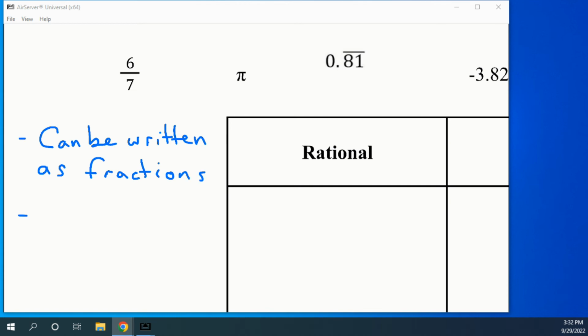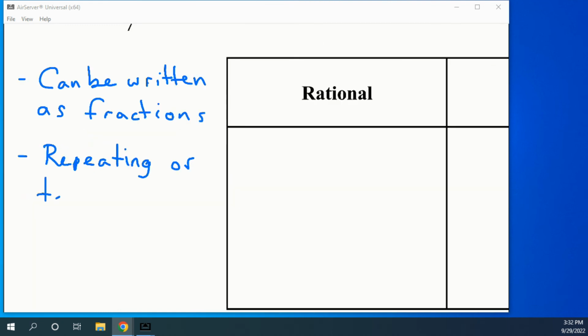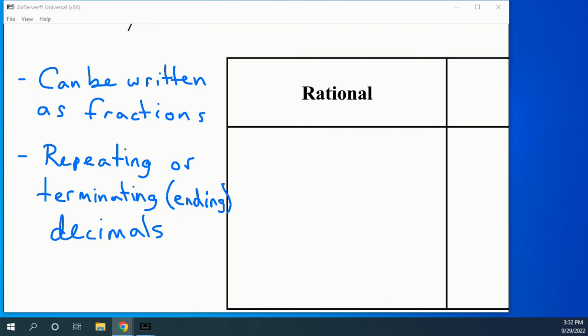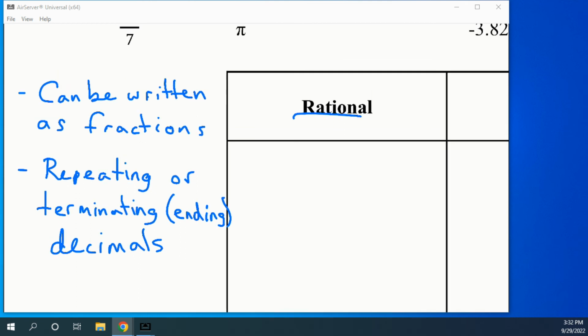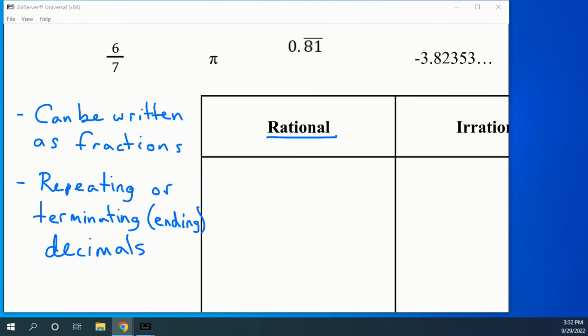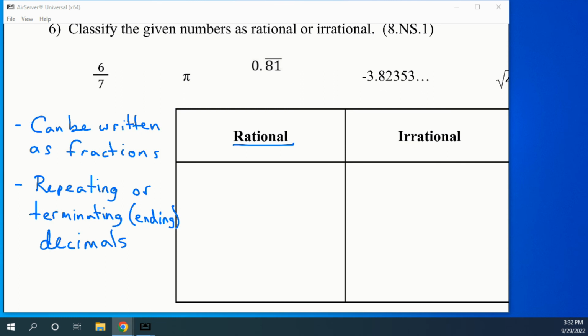And then also these are repeating or terminating, is what we call it in math terms, which just means ending decimals. Okay, so these are rational numbers right here. Irrational is going to be anything that's not those. So we'll go one at a time here. 6/7, that is a fraction. Rational numbers can be written as fractions, therefore 6/7 is rational.